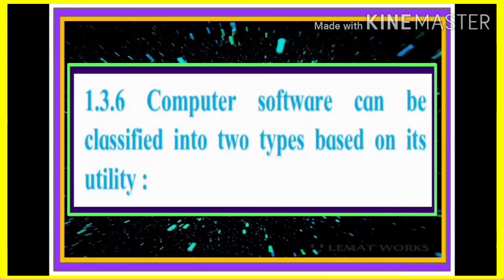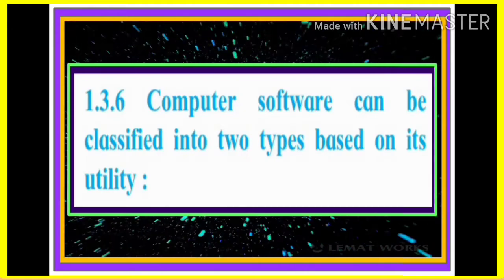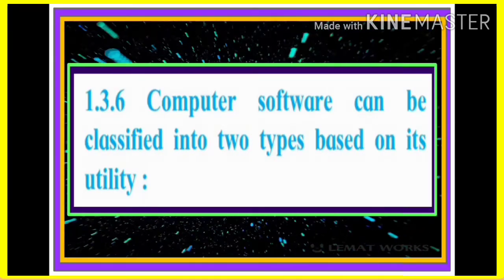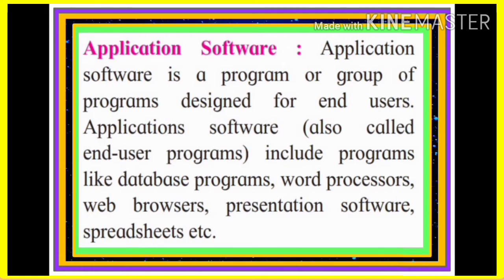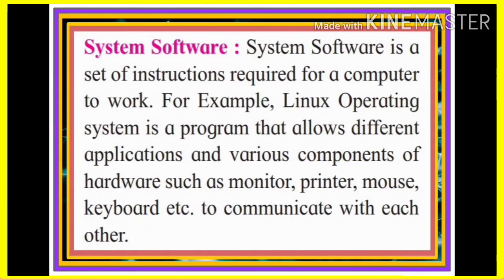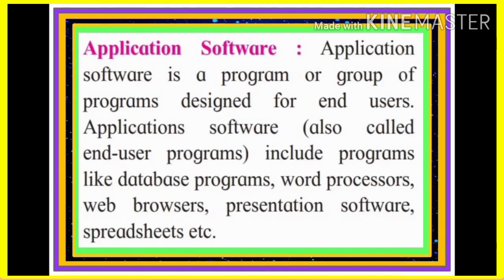Computer software can be classified into two types based on its utility. They are classified into two types: application software and system software. Let's see first application software. Application software is a program or group of programs designed for end users. Application software, also called end user programs, includes programs like database programs, word processors, web browsers, presentation software, spreadsheets, etc.